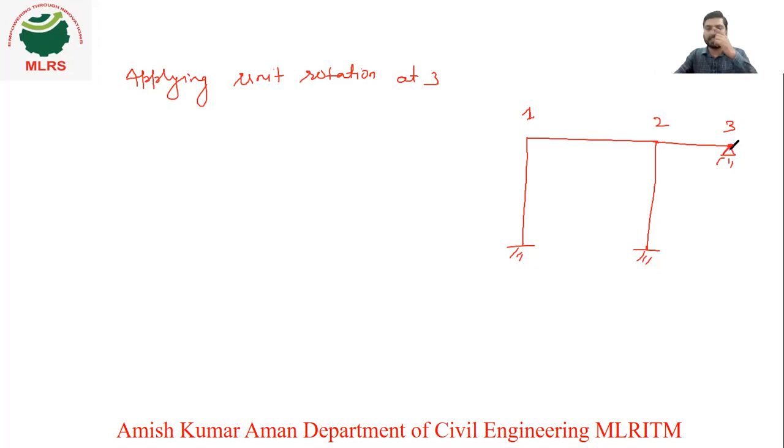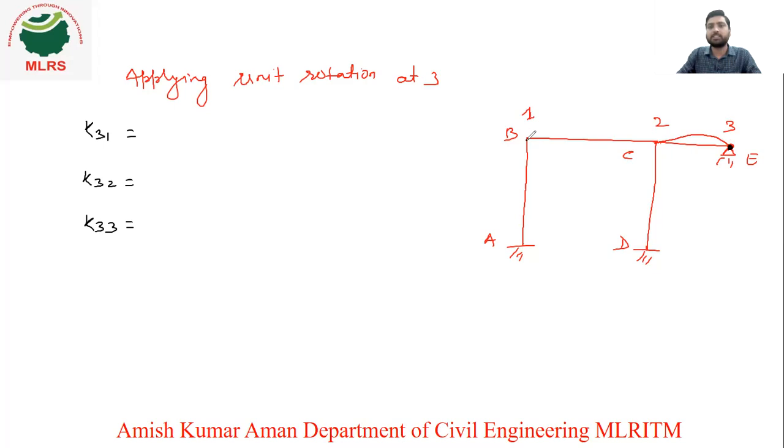So this point is connected to only one member, right? If you name it A, B, C, D, E, only one member, that is EC member. So already it will deflect, right? So let's say this will deflect like this. So only the deflection will be in CE member. So now here if you want to calculate K31, K32 and K33.